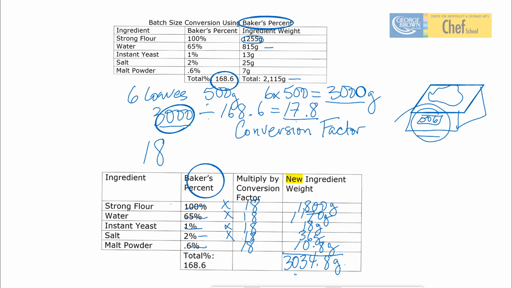So that's how we convert a batch size using Baker's percent. Next time, we're going to look at changing batch sizes using a pre-ferment.